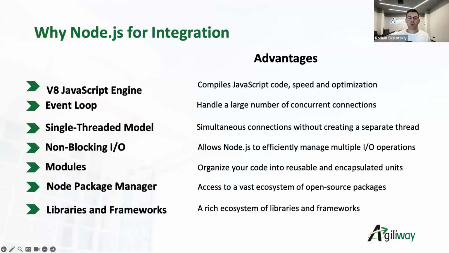Next one is non-blocking input-output. Node.js relies heavily on non-blocking input-output operations. When a function is called to perform an input-output task, it doesn't block the event loop. Instead, it registers a callback function to be executed once the input-output operation is complete. This allows Node.js to efficiently manage multiple input-output operations without waiting for each to finish.